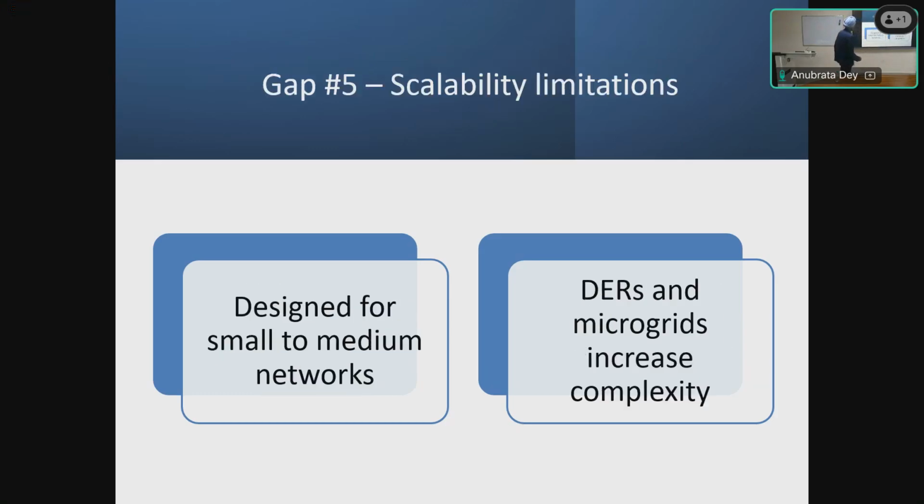There is no detection, and it's really designed for small to medium networks. Okay, as soon as you start adding thousands of DERs and microgrids, the complexity becomes huge. How do you manage all those keys and everything? It becomes very, very hard, right?